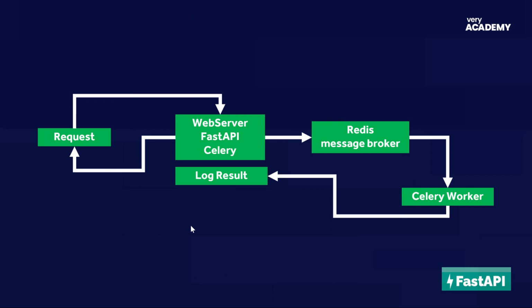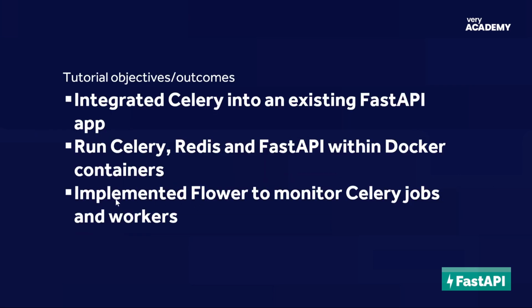So to summarize this workflow, the user is going to make a request. That's going to be picked up by the web server, which is all going to be on one container here. Then that job is going to be passed across to our message broker and then our Celery worker, which is going to be in another container. So Redis we're going to put in a separate container, and Celery we're going to place in a separate container. The Celery worker is going to pick up the message or the job from the Redis message broker, perform the task, and then it's going to be logged. Then we're going to implement Flower within the web server container here, and that's going to monitor Celery jobs and workers.